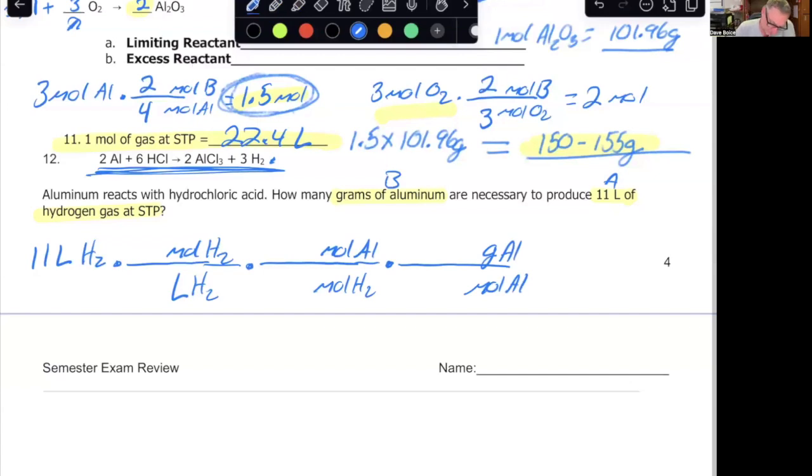So this is the important thing to remember. Let's write this in red. 1 mole of H2 or any gas is going to occupy 22.4 liters. Now, my balanced equation tells me that 3 moles of H2 is the product of reacting 2 moles of aluminum. And according to my periodic table, 1 mole of aluminum is 26.98 grams.